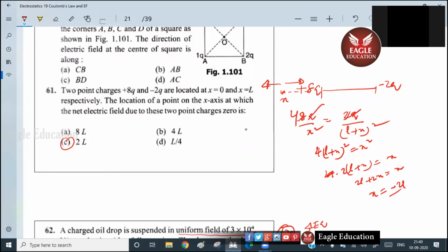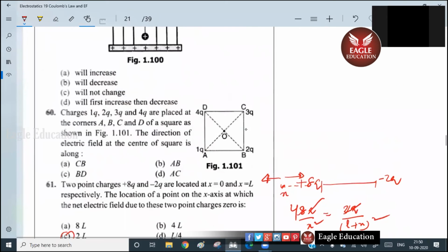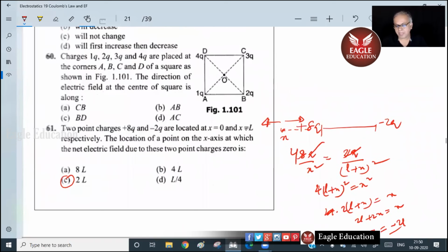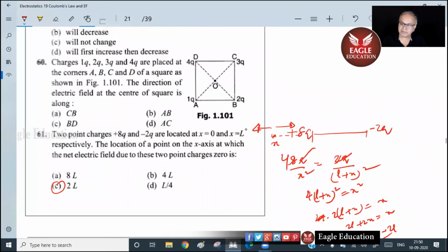Then next one. Minus 2L means it will come right side or left side, sir? Right side, because we took L this side, x this side is positive, so on the other side. Okay? Somewhere here. Now, next.